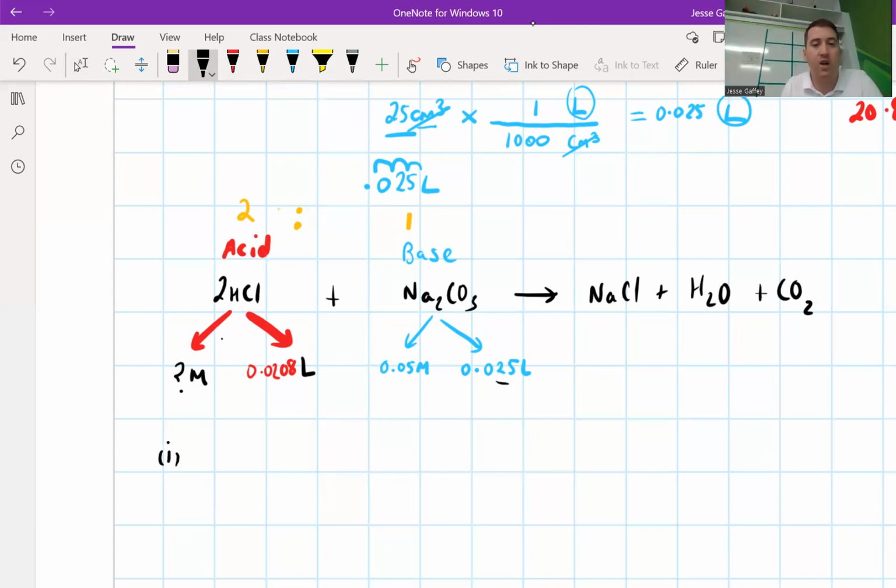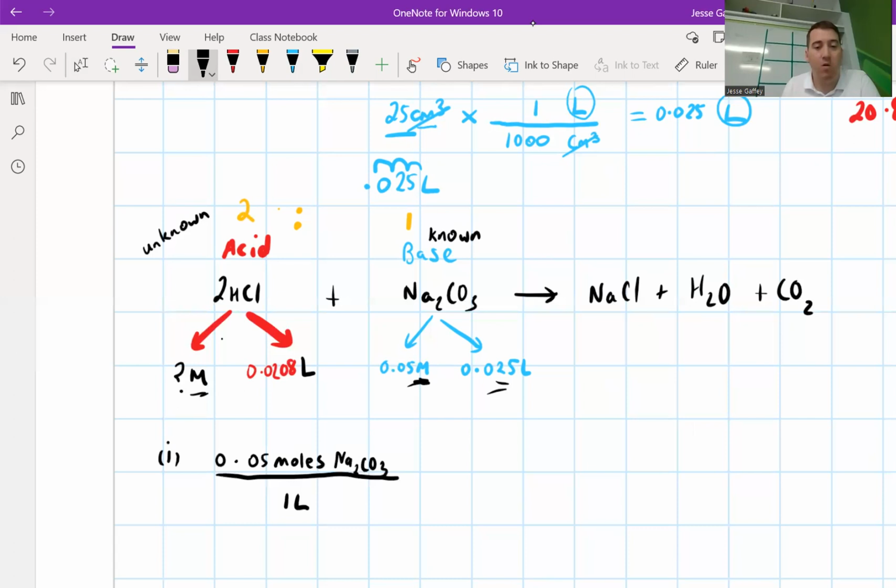So the first thing to do is start with the known. So this here, the base, because we know both values here, is the known, and the acid in this case is the unknown. This is what we're trying to find, okay? All right, so let's go ahead and start with the known. Write down what we have. We have a 0.05 molar solution, which means 0.05 moles. Molar means moles per liter. Again, this is one of these facts you have to know. So we have 0.05 moles of Na2CO3 for every 1 liter. That's what molar means, moles in 1 liter.